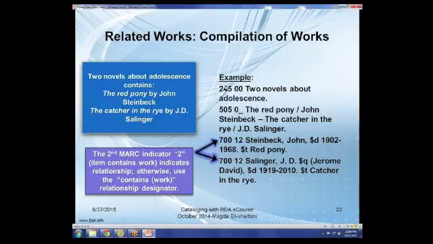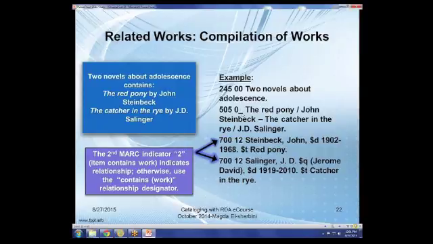Compilation of works, and here we get into an example of how you deal with two different works by two different authors. So in this case, we have probably a book for students in high school. It has The Red Pony by John Steinbeck and The Catcher in the Rye. So the cover title, Two Novels About Adolescence, goes in 245 as it normally would. In field 505, you have the title and the author of each work contained.